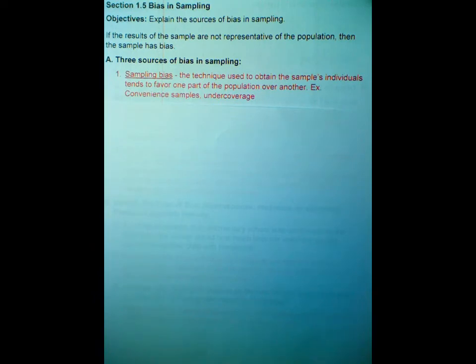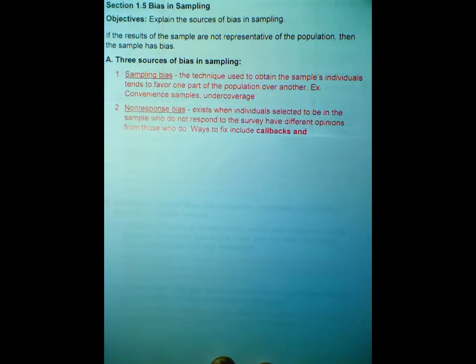It also represents an undercoverage, where you're not getting a sample of everyone from the population. That's sampling bias. Then we have non-response bias. This exists when individuals selected to be in the sample do not respond to the survey, but would have had different opinions than those who do. Ways to fix that are callbacks and rewards or incentives.